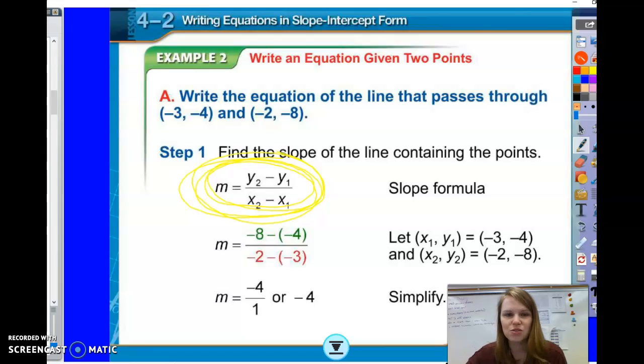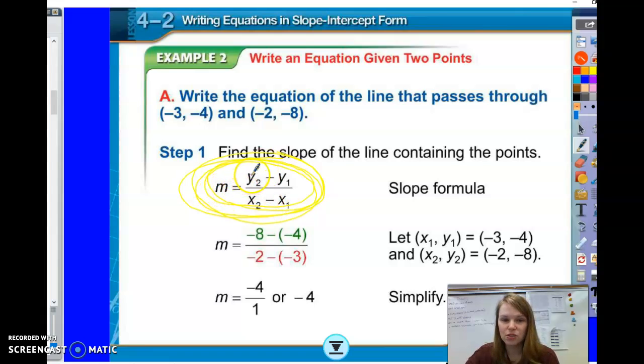Alright, let's do this next one. So write an equation of the line that passes through these 2 points. Now we are not given a slope, but using these points we can find the slope. So this is our equation. I circled it in yellow. Please make sure you have this in your notes. Write this down, okay?